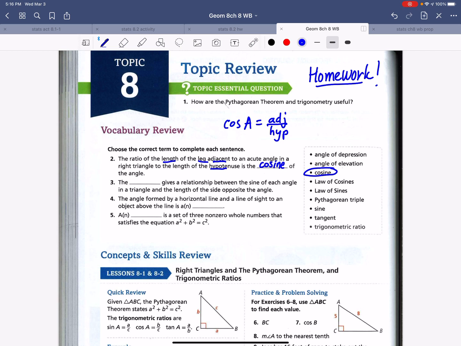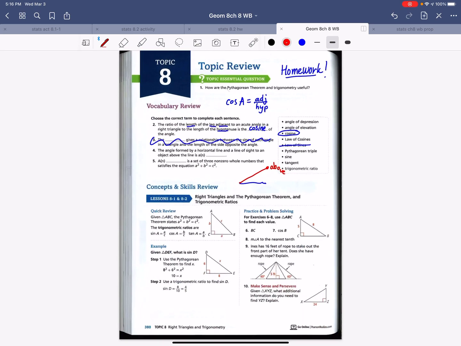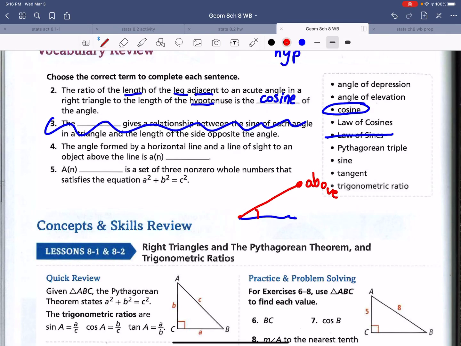3. The blank gives a relationship between the sine of each angle in a triangle and the length of the sides opposite that. This one we're going to skip because this is the law of sines that we skipped. Okay. 4. The angle formed by a horizontal line and a line of sight to an object above. Okay, so a horizontal line, that comes right out of our notes. And a line of sight, and the object is above, so that has to be our elevation, angle of elevation.